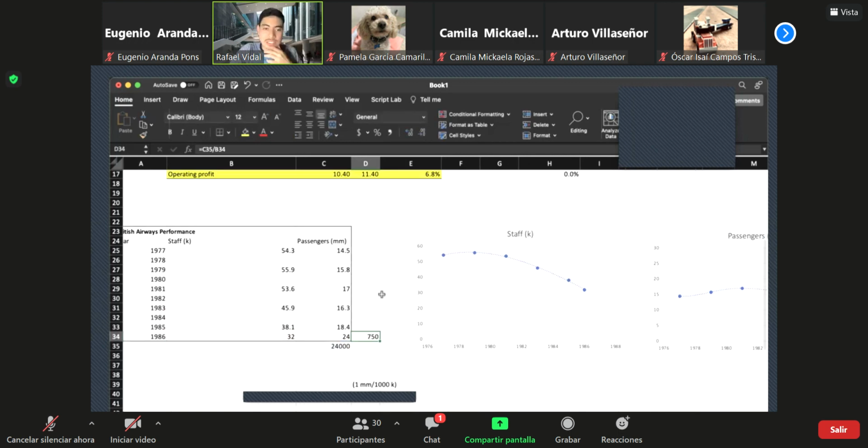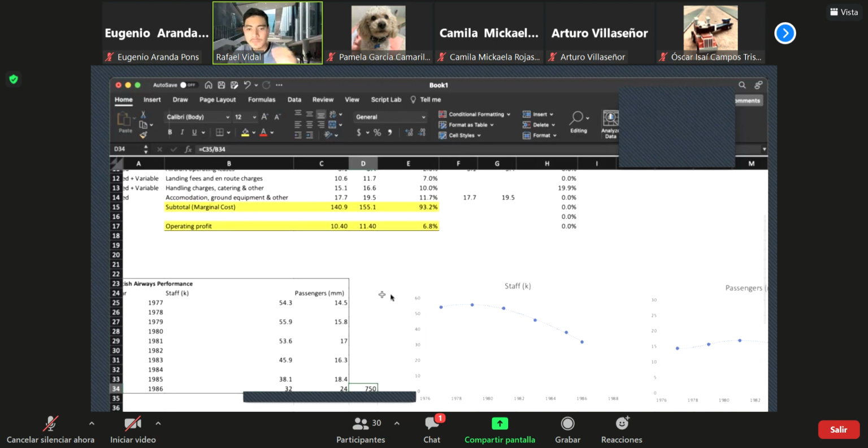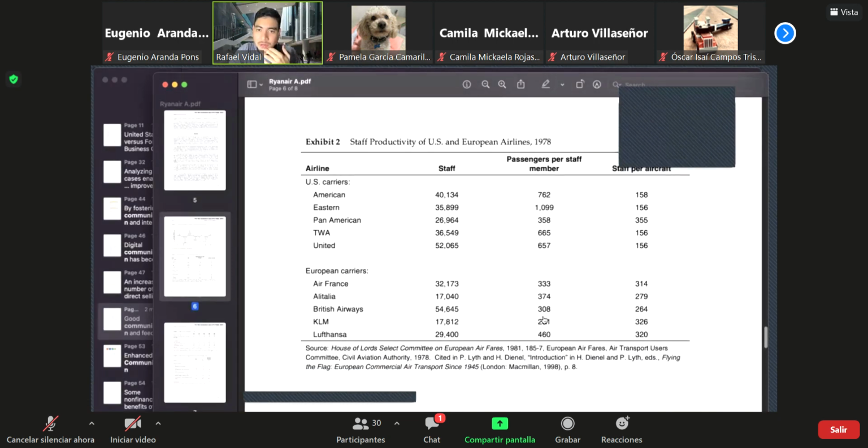You can see 750. And what was its productivity 10 years before? 308. So more than double, right? What insight can you get from this? That the productivity increased. It can be due to technology, mostly I think technology. So we can assume the whole aviation or airlines industry moves with a similar rate.